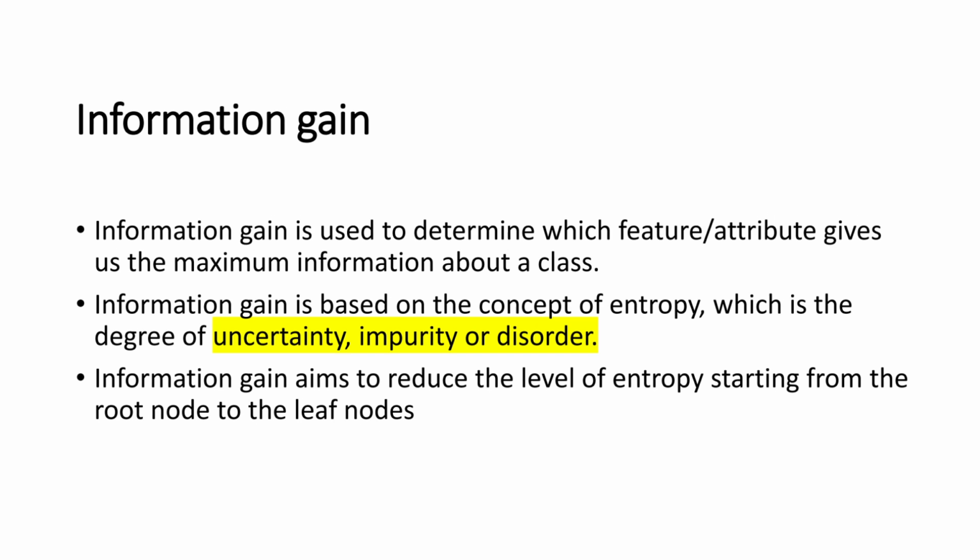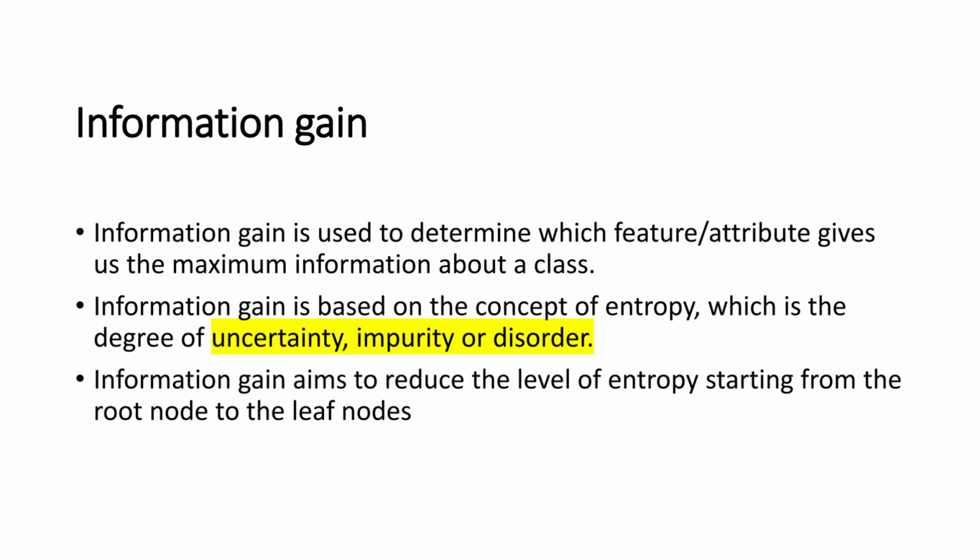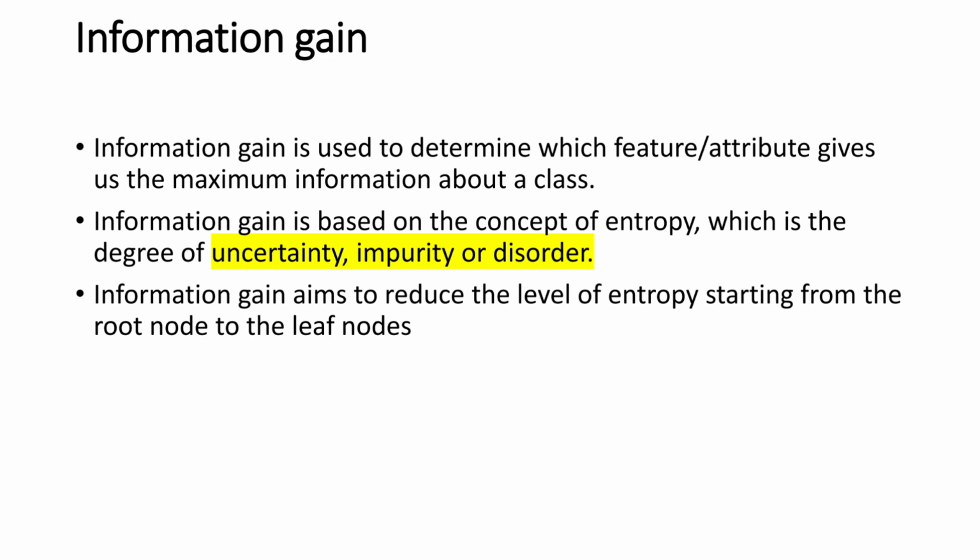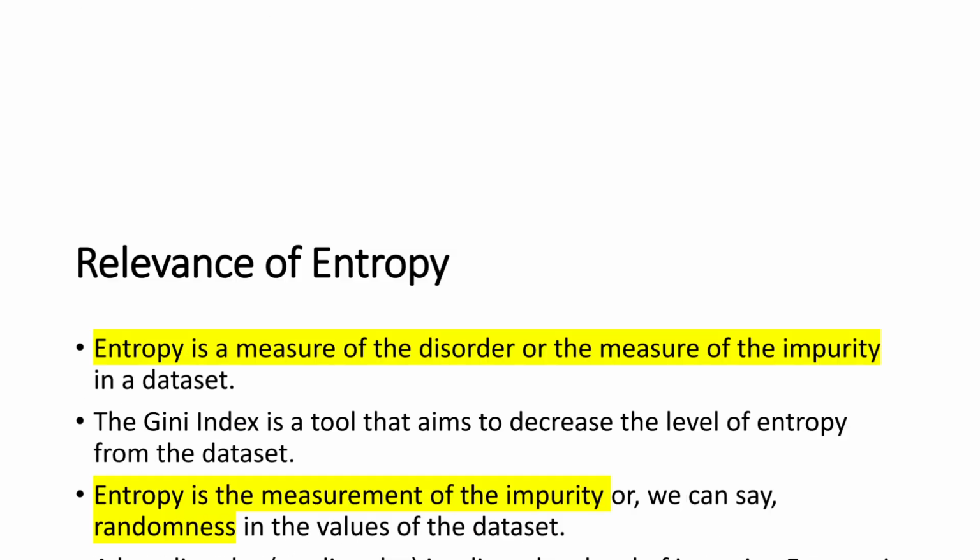Information gain is one more term that comes here. Information gain is used to determine which feature or attribute gives us the maximum information about the class, which decides the class. Information gain is based on the concept of entropy, which is the degree of uncertainty, degree of impurity, or degree of disorder. It aims to reduce the level of entropy starting from the root node till the leaf node. Once you reach the leaf node, that finishes the work.